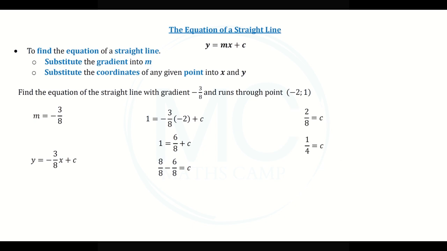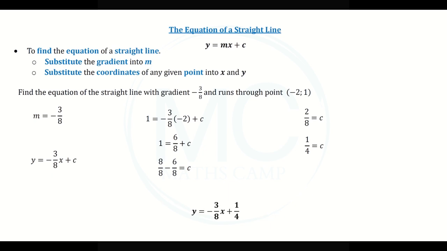Now we have an m value of negative 3 over 8 and a c value of 1 over 4. So we can write our equation as y is equal to m, negative 3 over 8, x plus c, plus 1 over 4.